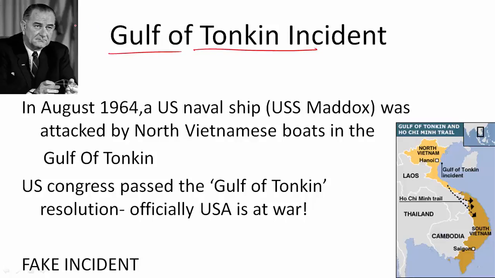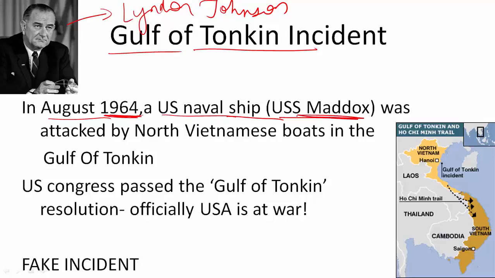By this time, John F. Kennedy had been assassinated, and the new president was Lyndon Johnson. The Gulf of Tonkin incident was in August 1964. What happened was that a US naval ship, the USS Maddox, which was part of those advisors, was in the Gulf of Tonkin, which I showed you on the map earlier. It was attacked by North Vietnamese boats, and after this attack the US Congress, the parliament, passed the Gulf of Tonkin Resolution, which gave the government permission to send troops to fight in Vietnam.